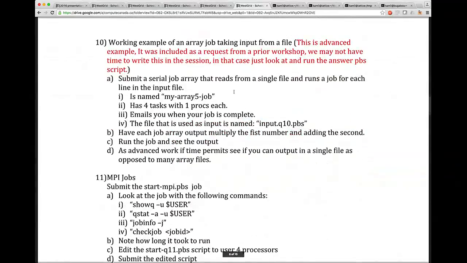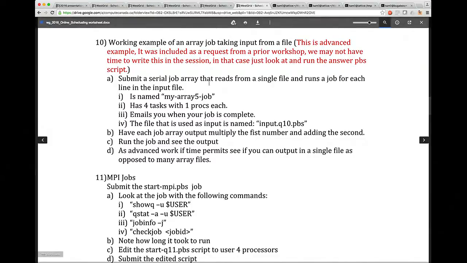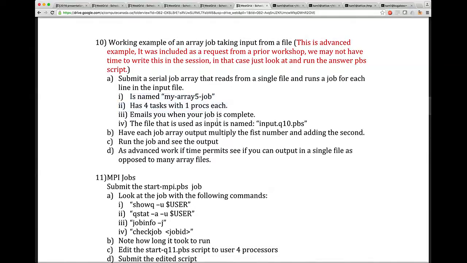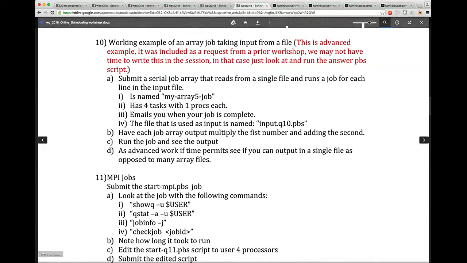Okay, so question 10. Now, question 10 is a fairly advanced example. It's an example of how an array job would be used by a sophisticated user. Basically, we're asked to run an array job that has 4 tasks, 1 processor each. And we have an input file called input.q10.pbs, and it has some numbers in it. And basically, what we want to do is some math on those numbers.